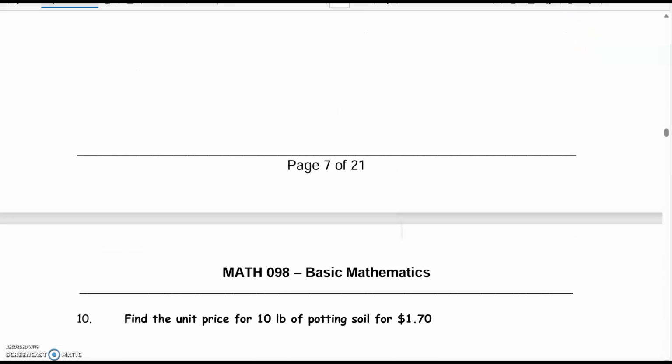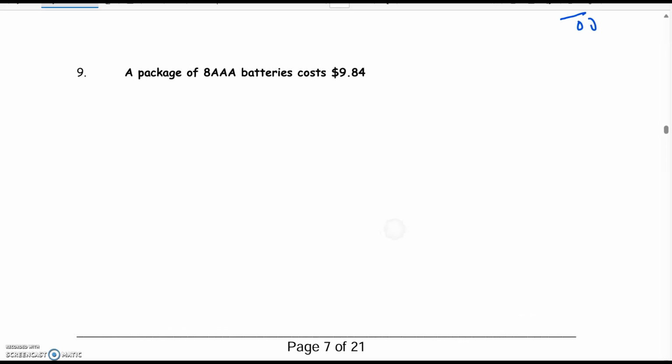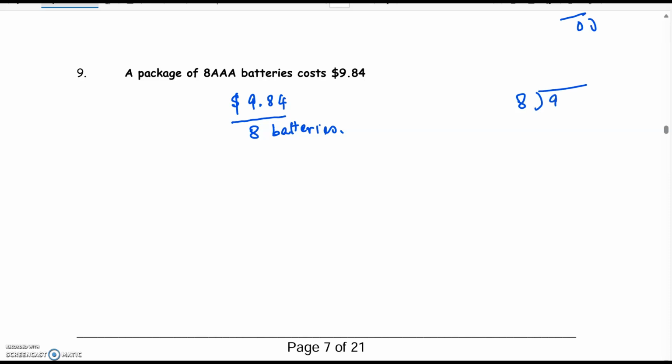So the next problem, 8 AAA batteries cost $9.84. So the unit cost, the cost sits in the numerator, 8 batteries in the denominator. So it costs $9.84 per 8 batteries. So we need to divide by 8. So 9.84 is the dividend. The divisor is 8 because it sits in the denominator.